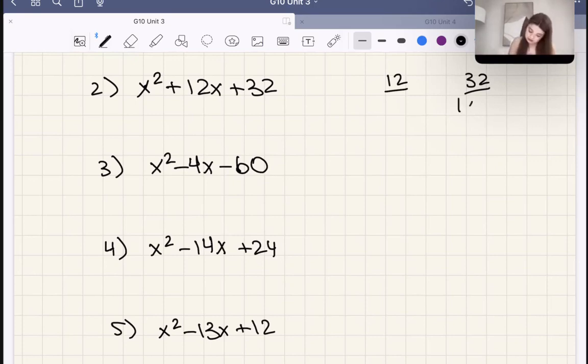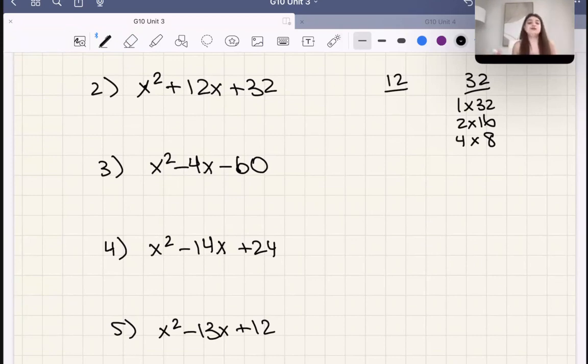Okay, so my first answer is 1 times 32, 2 times 16. 3 doesn't work. What about 4? 4 does work. It's 4 times something or other. Let's see. 4 times 9. Is that right? No, that's not right, is it? It's 4 times 8. My apologies. 4 times 8 is 32. What about 5? No. 6? No. 7? No. And there we go.